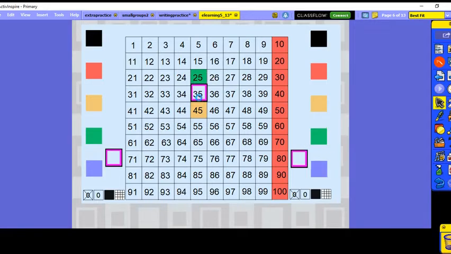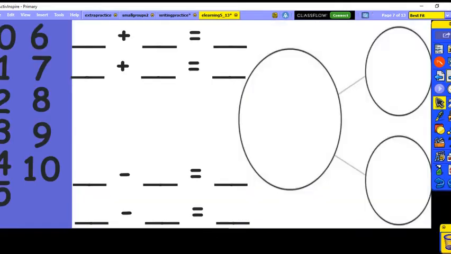What is 1 more than 35? So we're just going to start at 35 and go forward 1. 1 more than 35 is 36. Very good. And what is 1 less than 35? We start at 35 and go backwards 1. 1 less than 35 is 34. Very good.